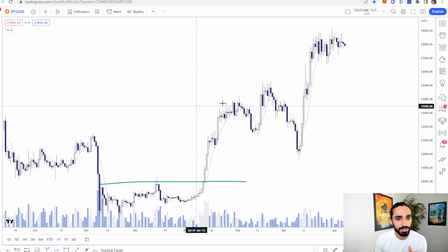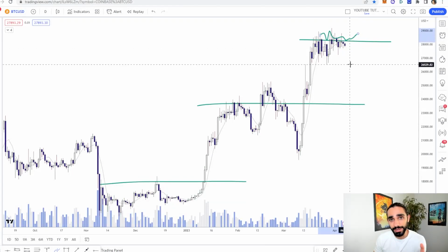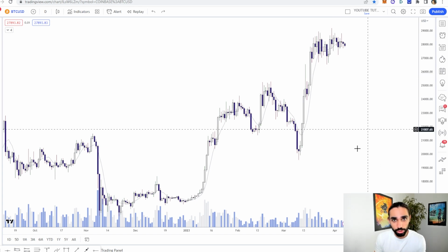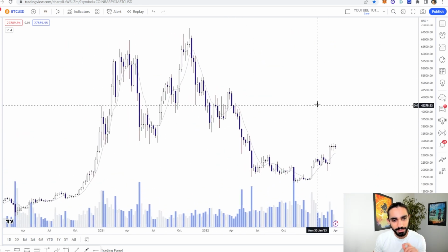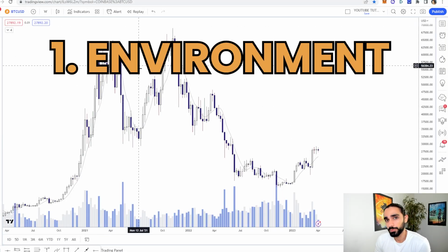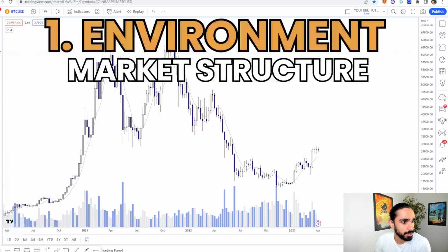If you bought this breakout, made money, and then got absolutely chopped up trying to buy every single one of these breakouts here, it's likely going to be an issue with your trading setups. Part 1 to any trading setup is going to be environment. You need to know the environment of which you are trading, and there are 3 components to environment. The first one is going to be market structure.